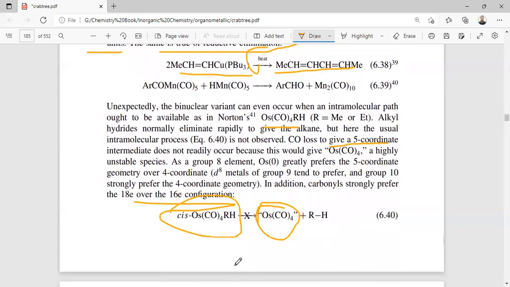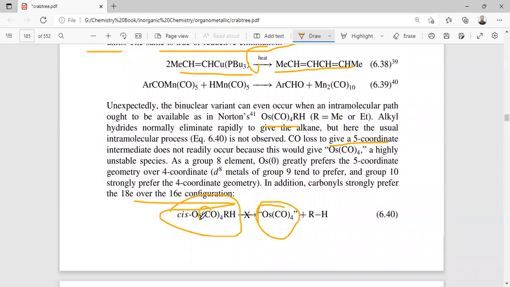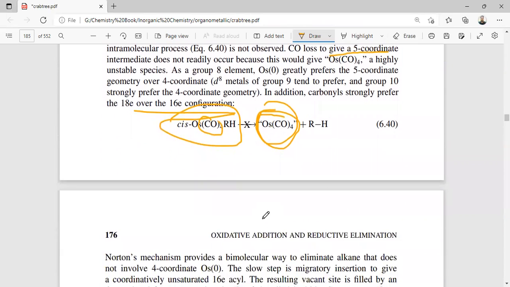So for this reason, only one CO is eliminated to form this 5-coordinate intermediate. The 5-coordinate intermediate is more stable than the 4-coordinate. So that's why the reductive elimination does not occur.